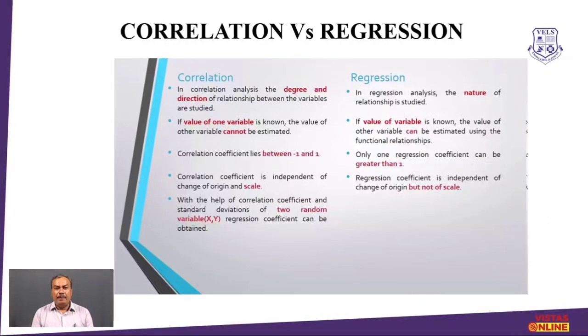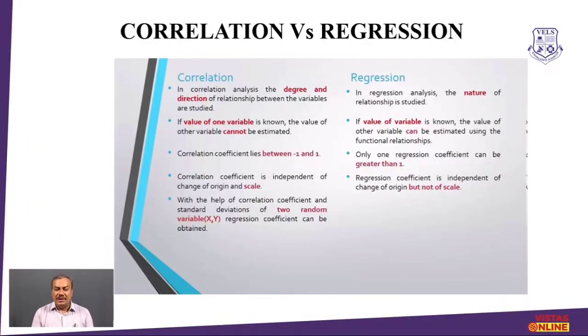Now we can compare their respective properties from correlation and regression. That is the main difference between correlation and regression. In this slide, there are two columns: one is correlation and another one is regression. In correlation analysis, the degree and direction of relationship between the variables are studied. But in regression analysis, the nature of the relationship is studied.